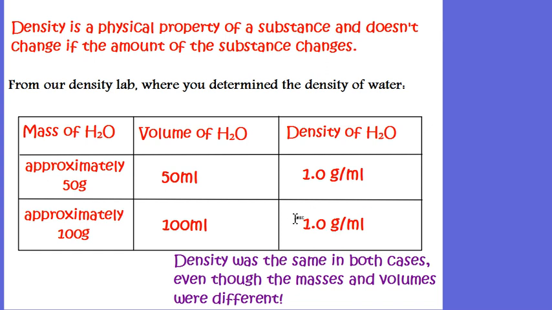So you should see right here, and these were a couple of the questions. The question was, does the density change if the mass changes? No. Here we have 50 grams, we have 100 grams. It doesn't matter that we had twice as much of the material in the second trial as the first one. The density was still the same. Does it matter if the volume, the space it takes up, is different? No. It does not matter if the mass and the volumes are different. The density of pure water is always going to be 1 gram per milliliter. It does not matter if you have 1 drop or 100 liters. It's going to be the same density.